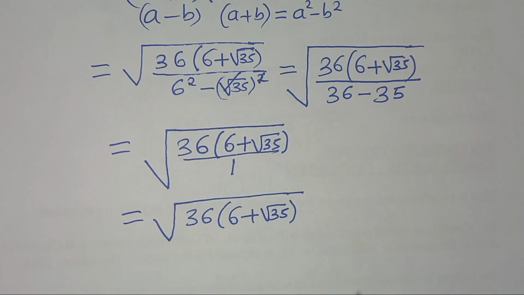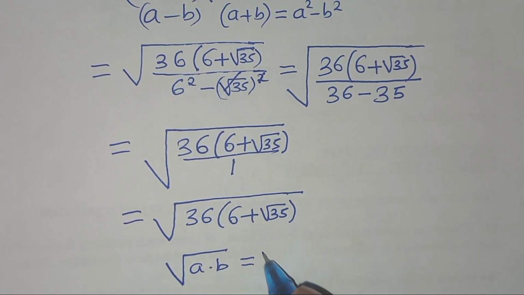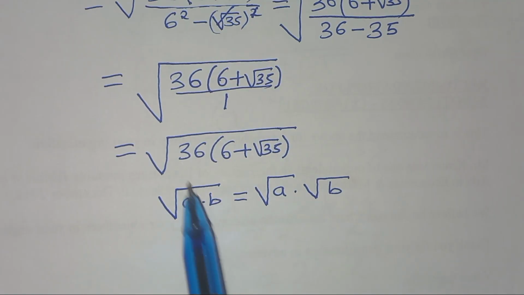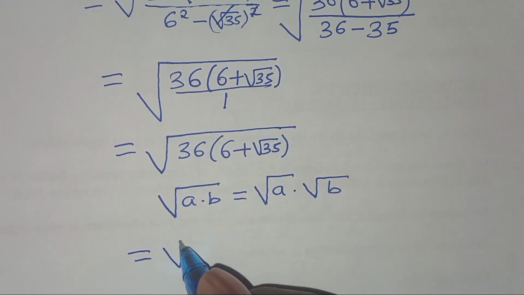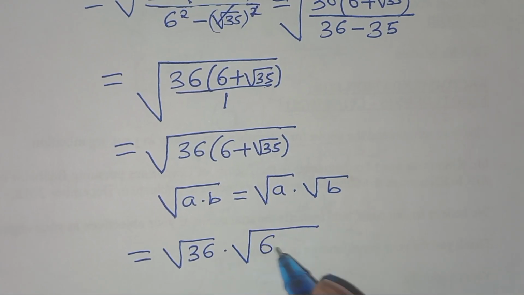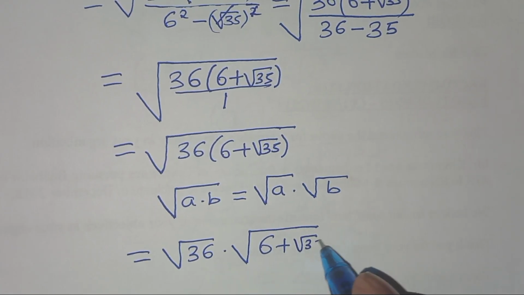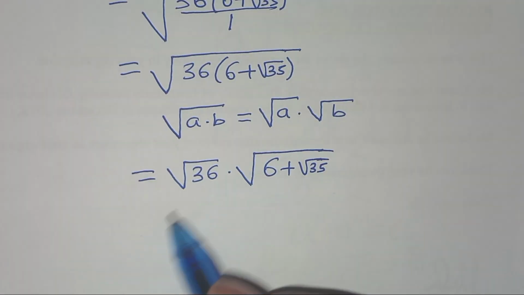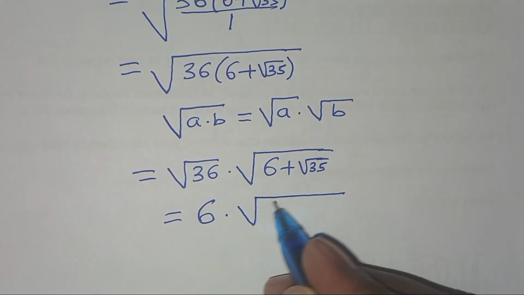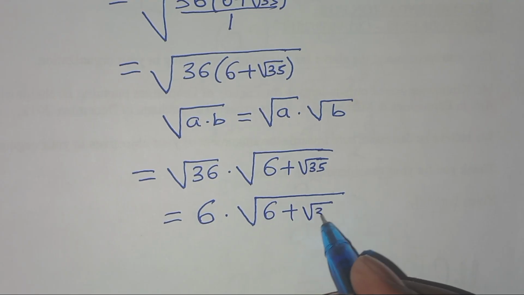The next step from here, if you have the square root of a times b, we can express this as the individual square root of a times square root of b. The next step here, we can separate this and have square root of 36 multiplying by square root of 6 plus square root of 35. Now, square root of 36, this is the same thing as 6 multiplying by square root of 6 plus square root of 35.